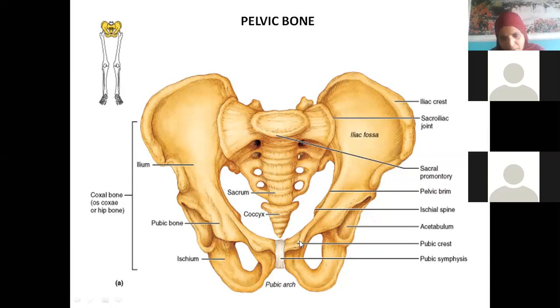Then here we have the pubic crest, and the pubic tubercle. From the anterior superior iliac spine to the pubic tubercle, there is one ligament. What is the name of the ligament we have seen in the inguinal region? Inguinal ligament. This is the anterior aspect, so this is the inguinal ligament.